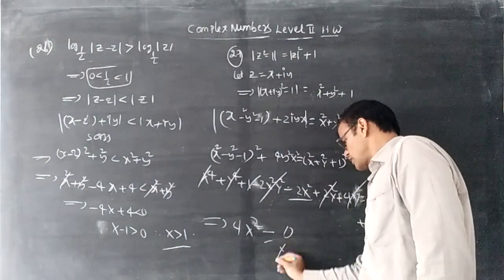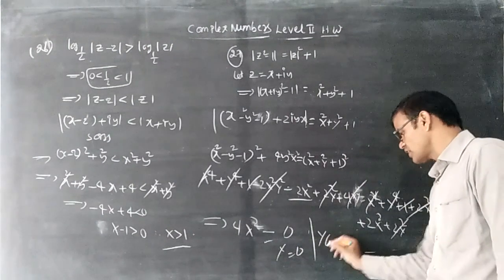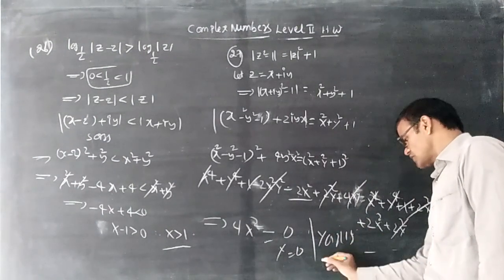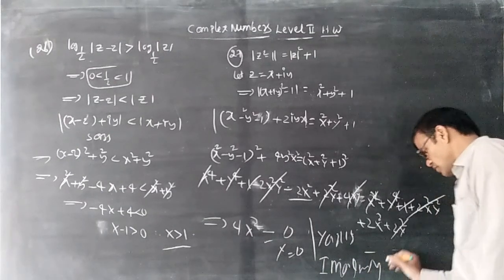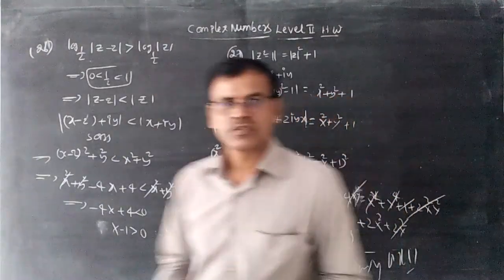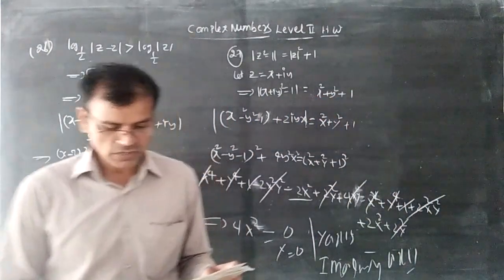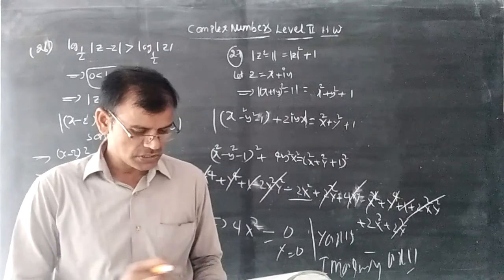So x is equal to 0, meaning the y-axis. The y-axis, you can say, is the imaginary axis. Locus is the imaginary axis. Okay students, you have successfully completed 27 questions. Let us discuss the next questions in the next class.